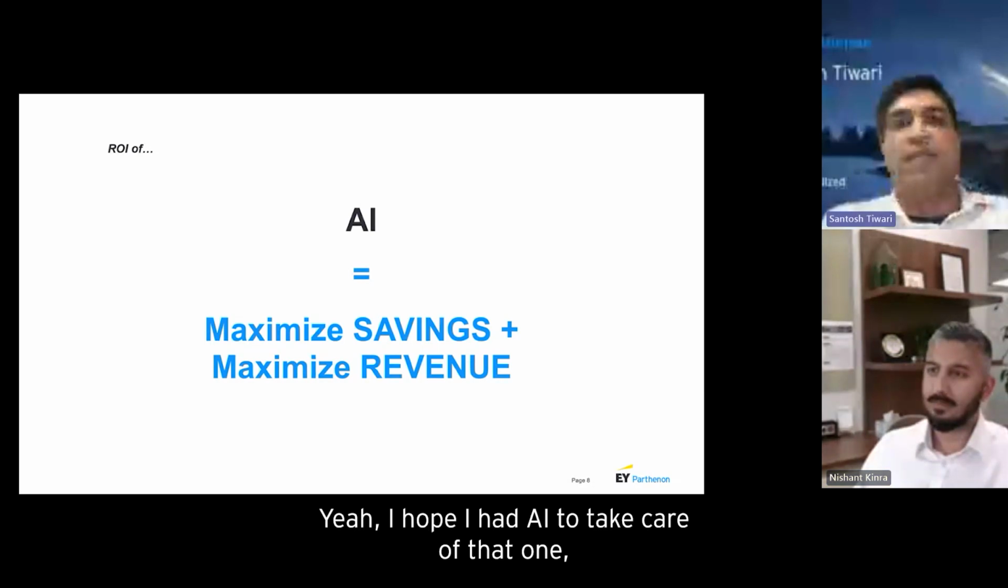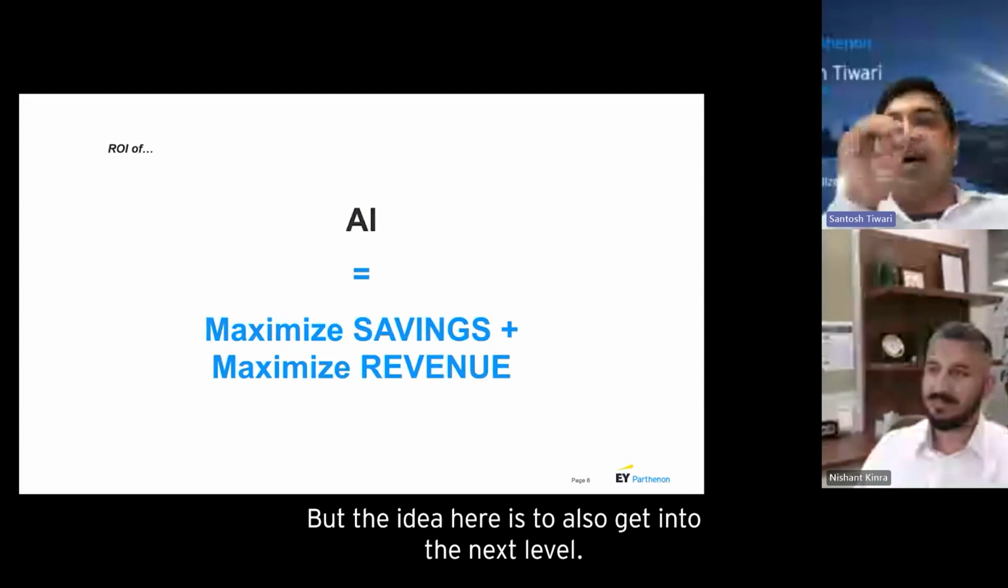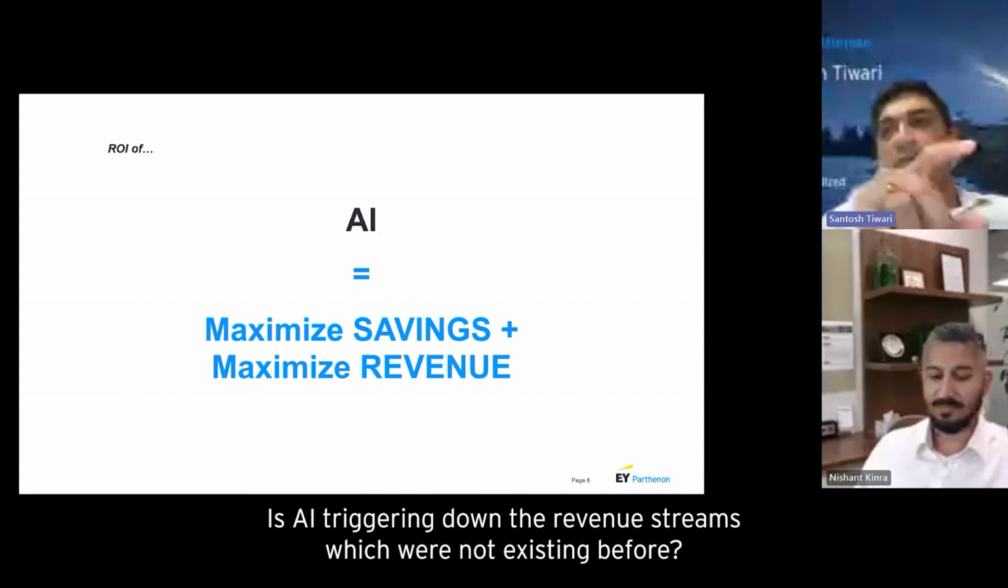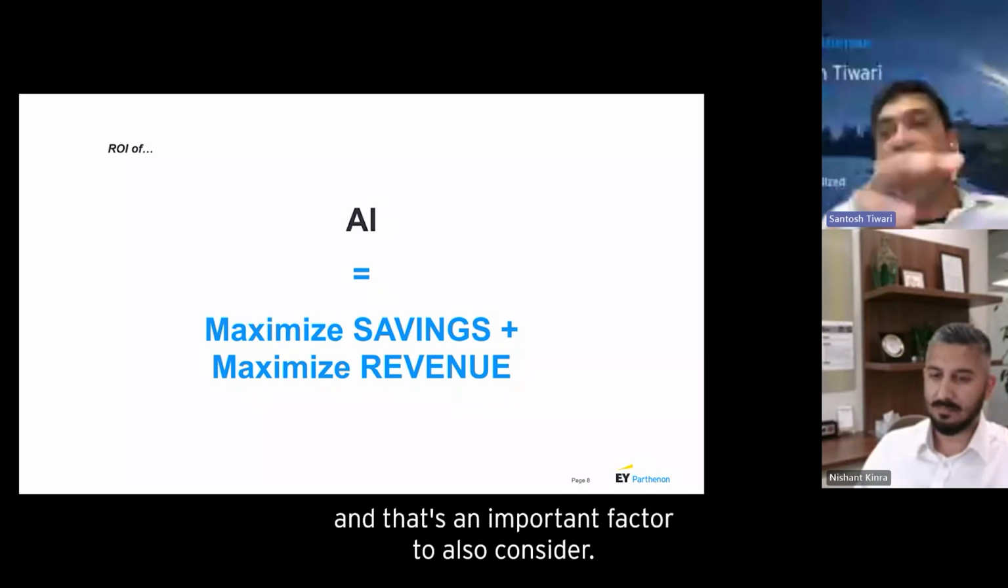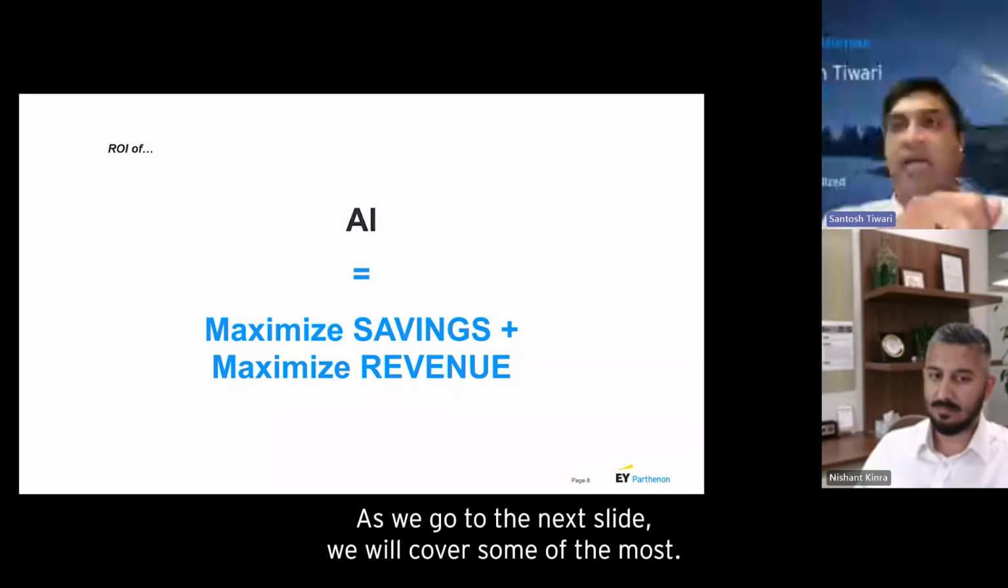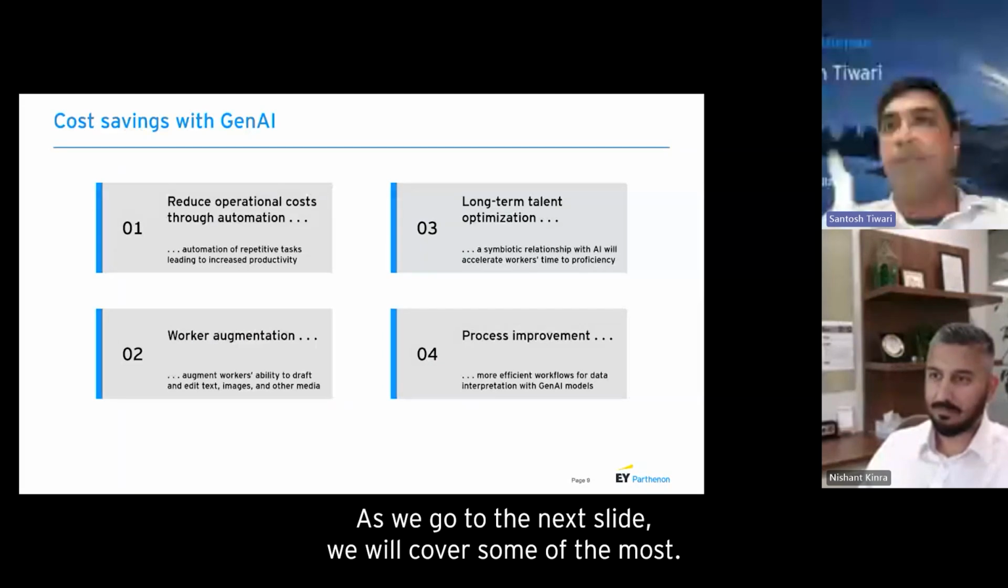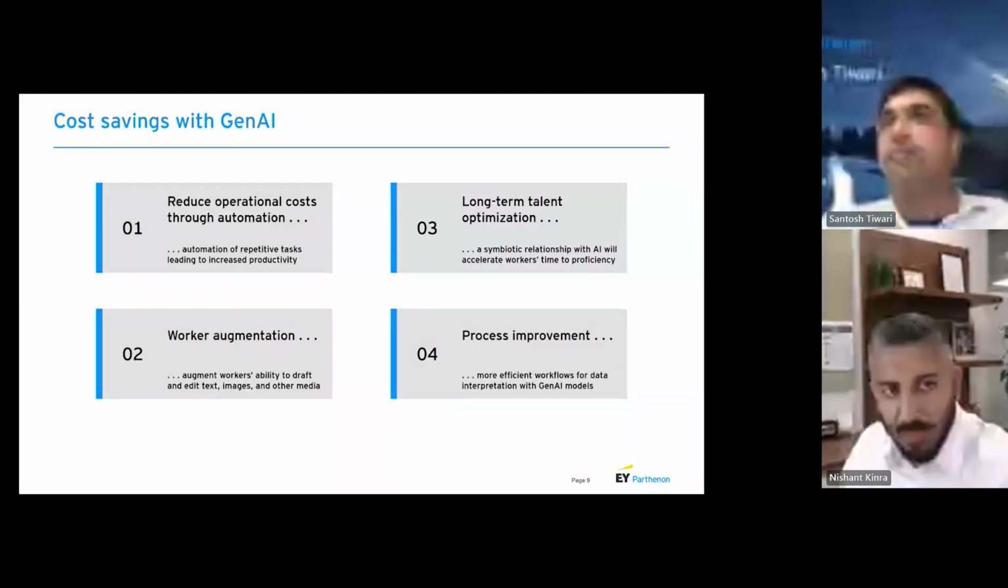Yeah, I hope I had an AI to take care of that, but just to come in there. The idea here is to also get into the next level details about whether AI is triggering revenue streams which were not existing before, just by the nature of Gen AI bringing that activity in. That's an important factor to also consider. As we go to the next slide, we will cover some of them also. Please go ahead, Nishant.